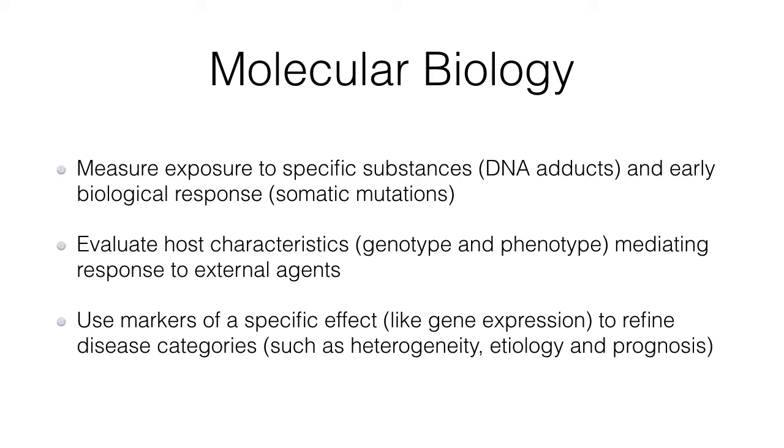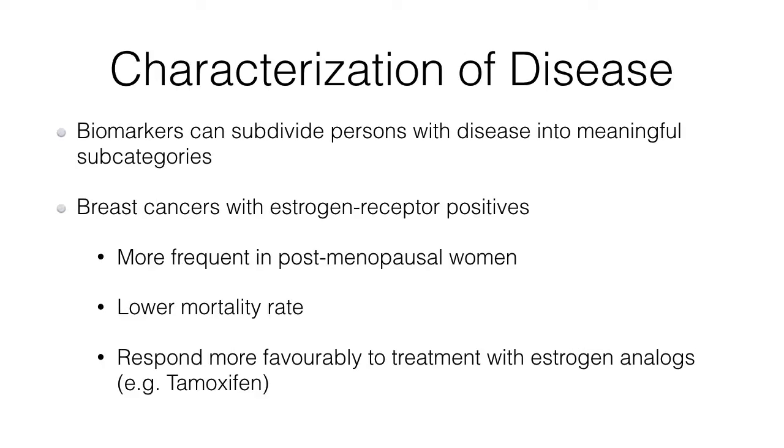It also evaluates host characteristics mediating response to external agents, as well as uses markers of a specific effect like gene expression to refine disease categories such as heterogeneity, etiology, and prognosis. So with the biological markers, we can do a disease characterization. Biomarkers can subdivide persons with disease into meaningful subcategories.